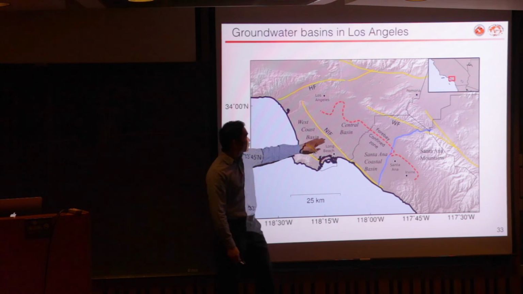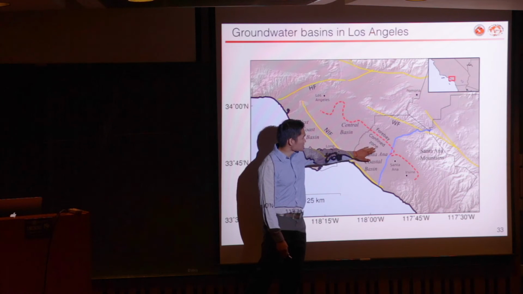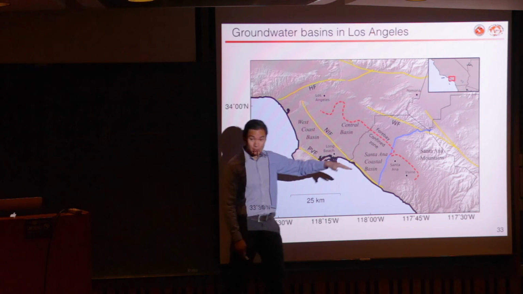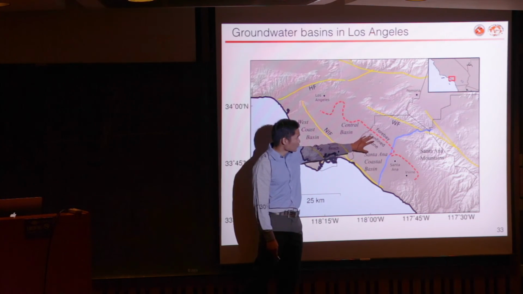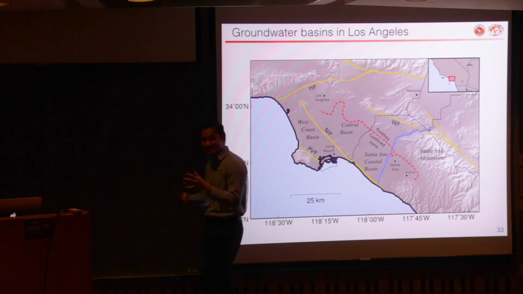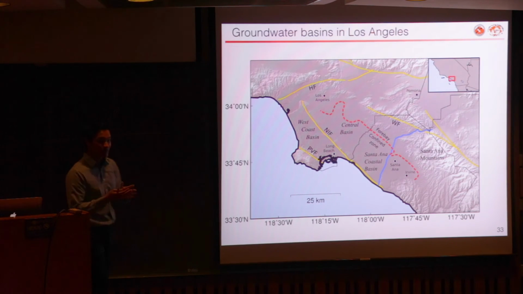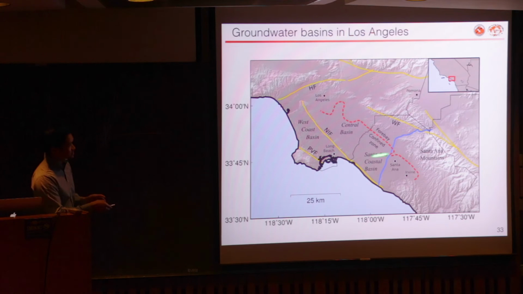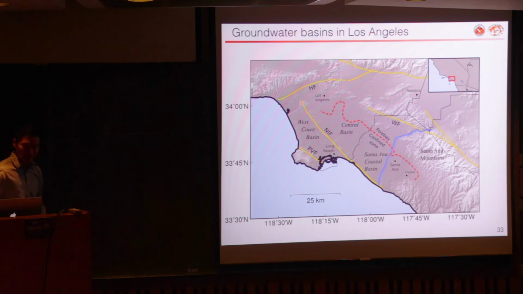I also want to point out this red line here, which is separating these groundwater basins into two different areas. One is called the forebay, and one's called the confined area, or sometimes called the pressure area. The forebay is where the aquifers in the groundwater basins are unconfined, and the pressure area is where they're confined. So what does that mean?